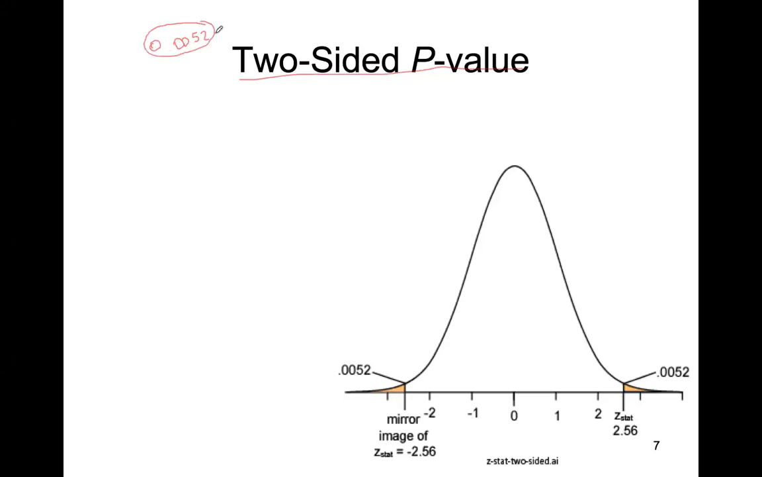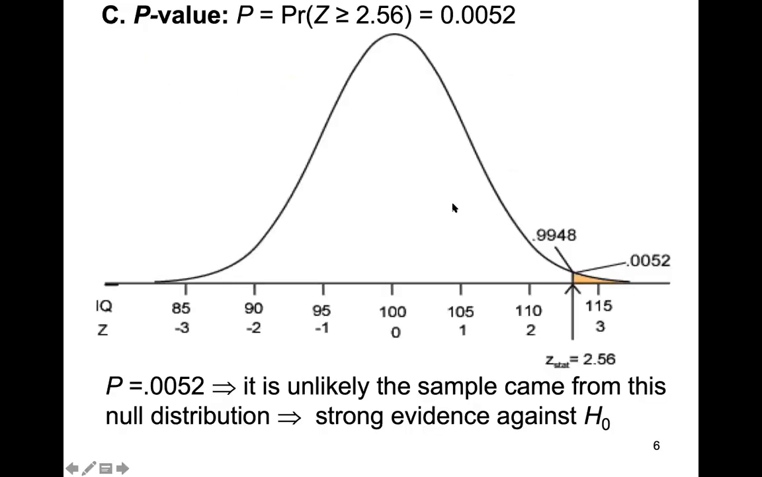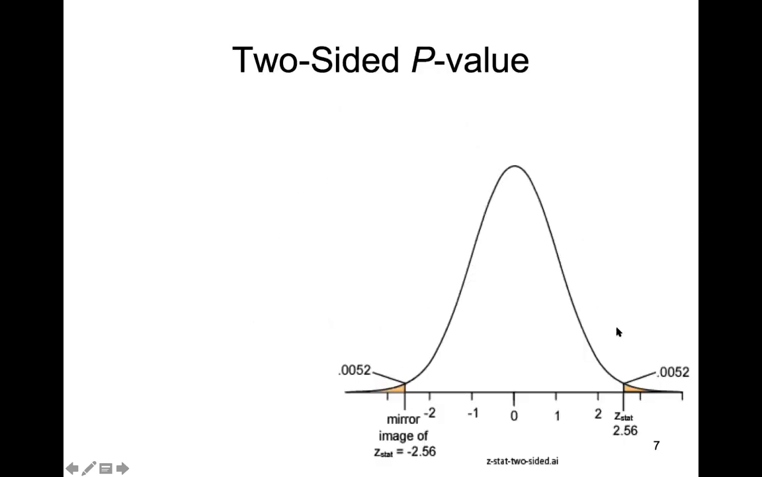Why did I use one-sided over there? And why am I using two-sided over here? Why did I use one-sided here, and why am I using two-sided p-values in this case? Why do I do a two-sided p-value?